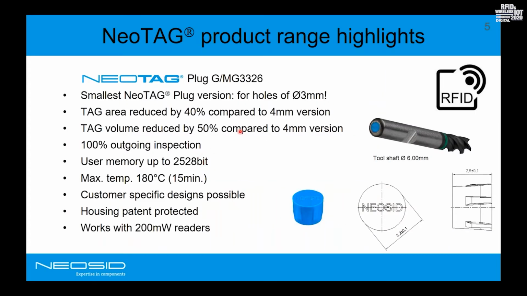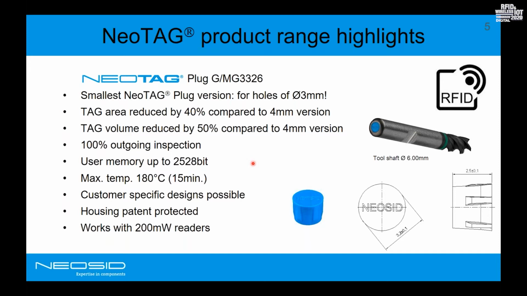Some product highlights which are new in our product range. One of them is the new 3mm transponder version. It has only a diameter of 3mm. It has an area reduced by 40% in comparison to the 4mm version, and the tag volume is reduced by nearly 50% in comparison to that transponder.